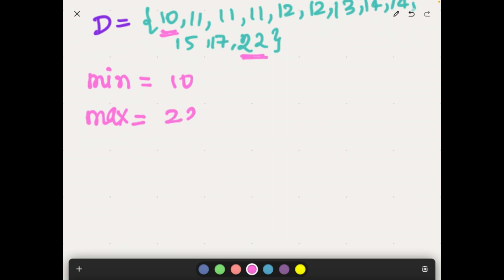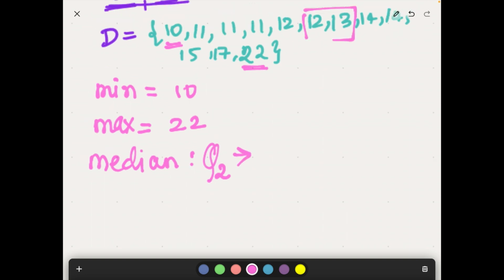Next up, we are going to be finding the median, which can also be represented as quartile 2. So we are representing it with a Q2 here. 12 and 13, these two are the values, because the count is even, we are getting these two values here. So I'm just going to add them up and divide by 2. The answer is going to be 12.5. So 12.5 is our median.